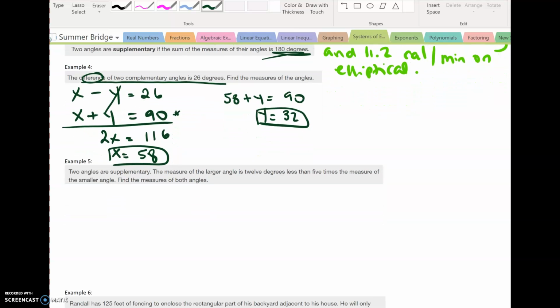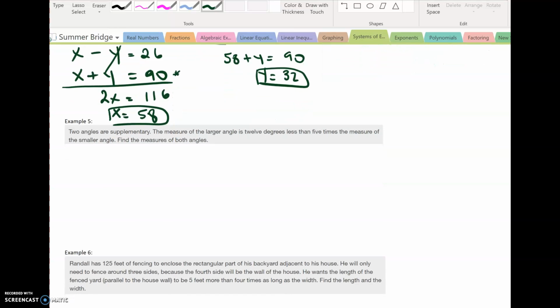And I'm going to stop the video here so that I don't rush through my last two examples. Okay, so please check out video 2.